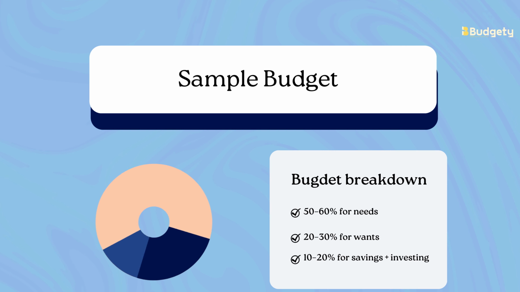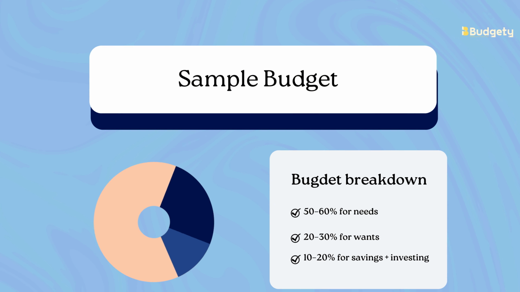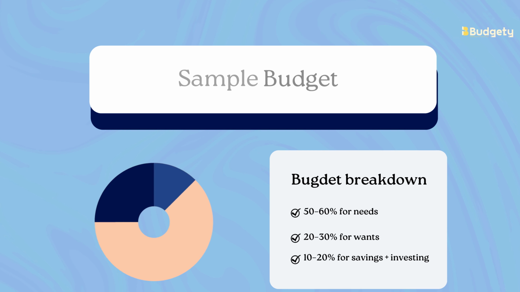This is not set in stone. You can adjust to fit your lifestyle. For example, you could increase your savings if you're trying to build an emergency fund. You could also increase your fixed cost depending on your cost of living.